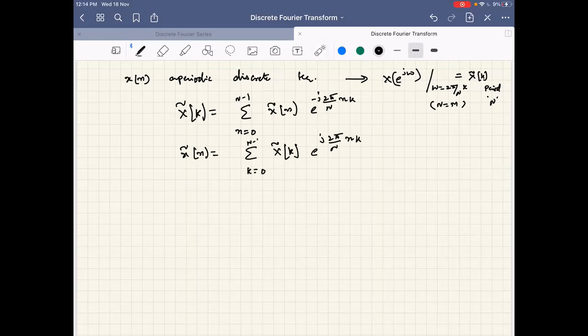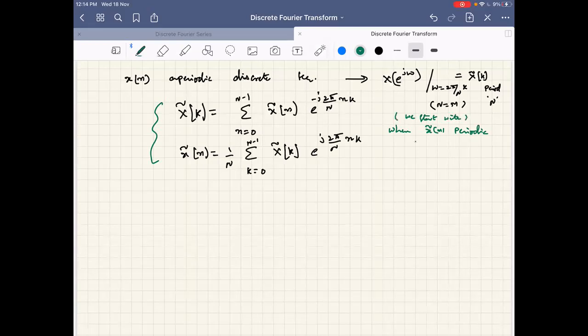0 to n minus 1, as we said, it's periodic in k as well, right? And 1 by n. Fine. So now the question is, given this, we have seen that this is the case where we started with x tilde of n periodic.